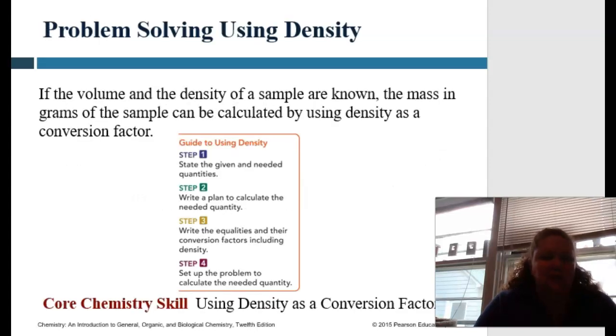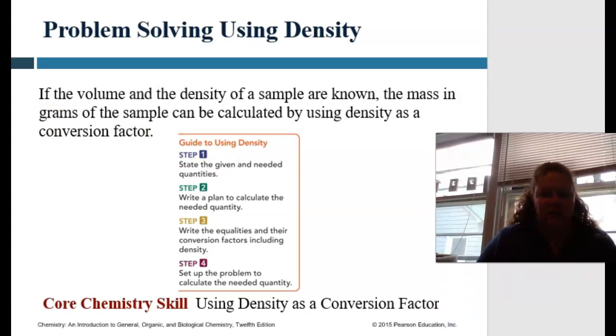So here is another awesome flow chart, similar to what we did before, of problem solving using density. If the volume and density of a sample are known, the mass in grams of the sample can be calculated by using the density as a conversion factor. So what we're going to do is state the given and needed quantities, write a plan to calculate it, write the equalities and their conversion factors, and then set up the problem to calculate the needed quantity.